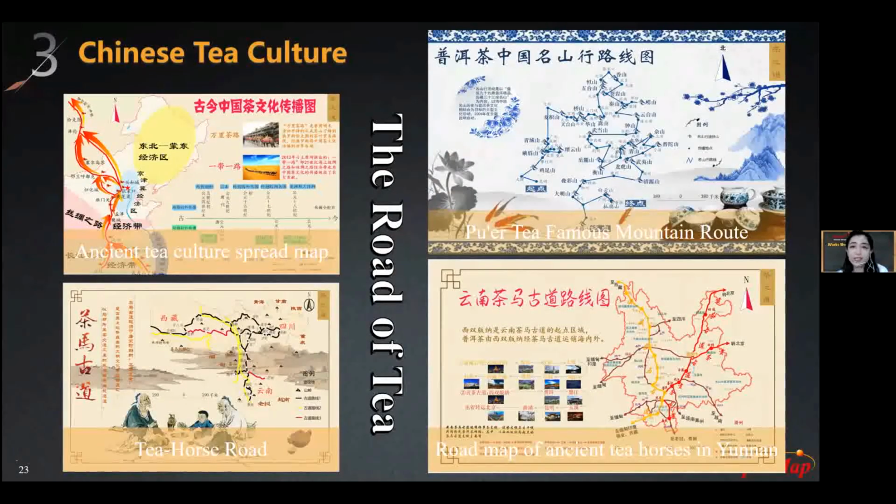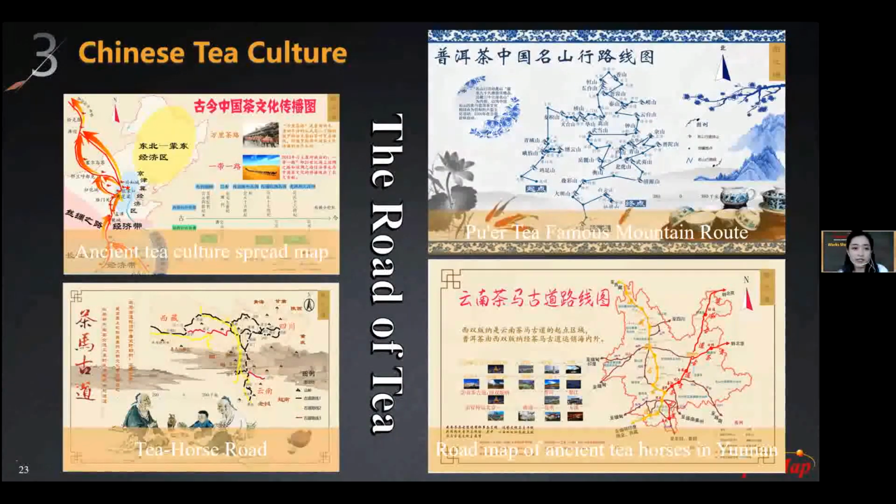This part is the history of Chinese tea. There are many Chinese styles used in the picture. The road of the tea, which is the tea horse road, is an ancient transportation route formed by the tea and horse trade between the mainland of China and the frontier of China. And there are many Chinese styles. For example, in this Pu'er tea famous mountain road, it has the blue and white, which is the Chinese classic blue and white porcelain elements.